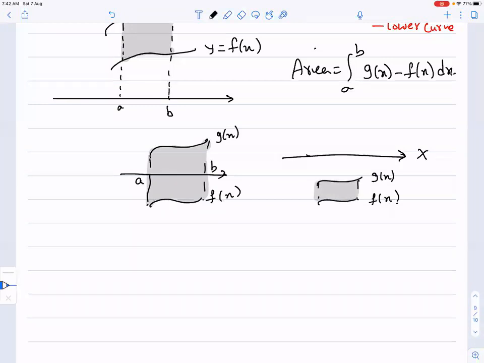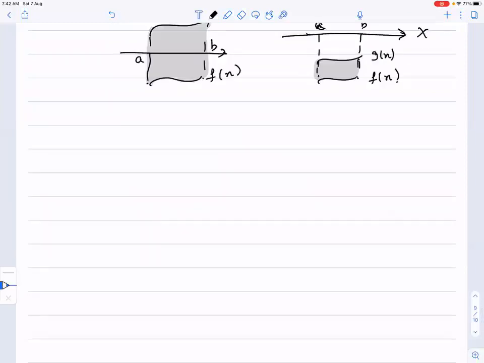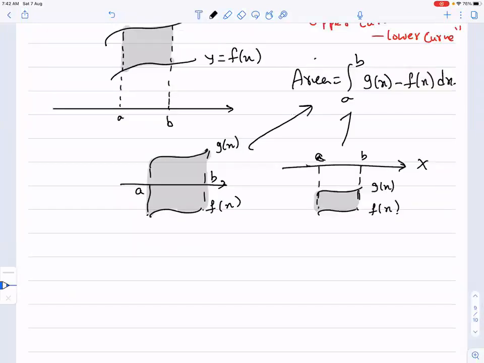Now, when does it matter then? When f of x crosses g of x, then it matters. That is, in all these cases, the area is this only.